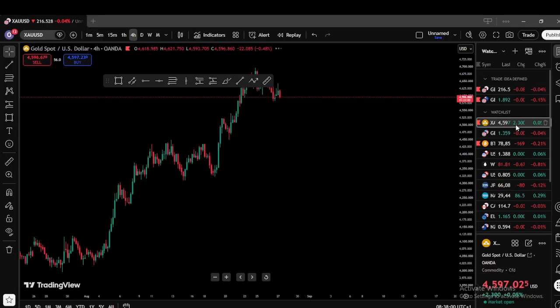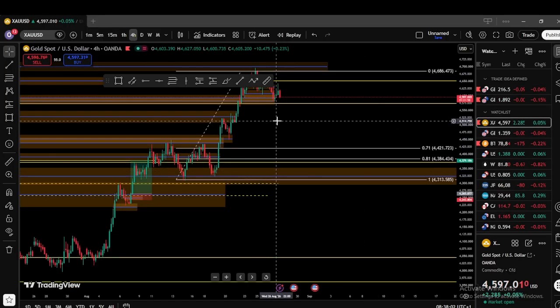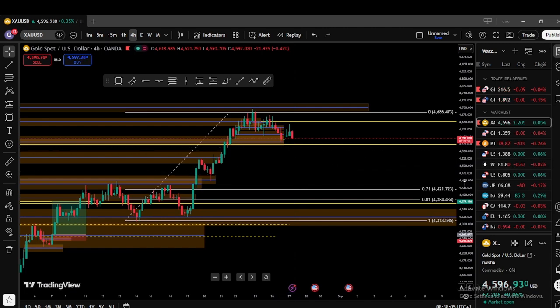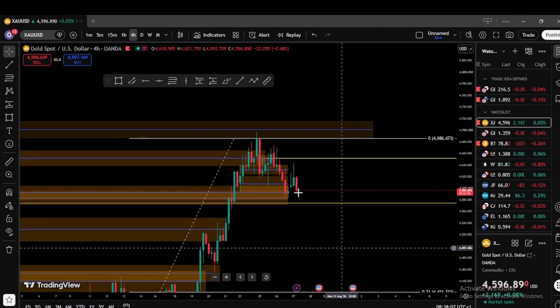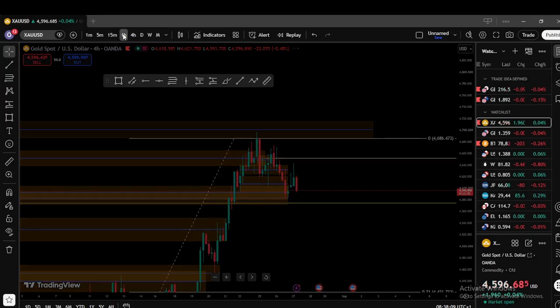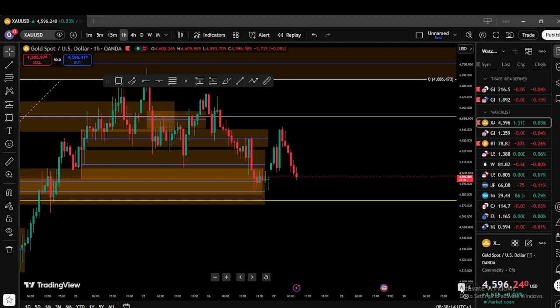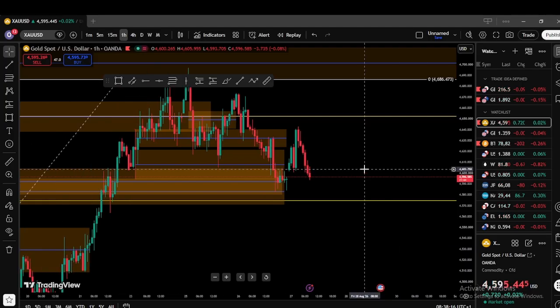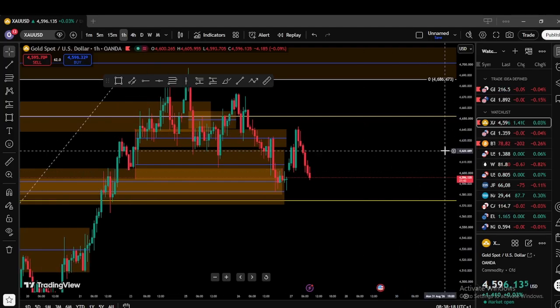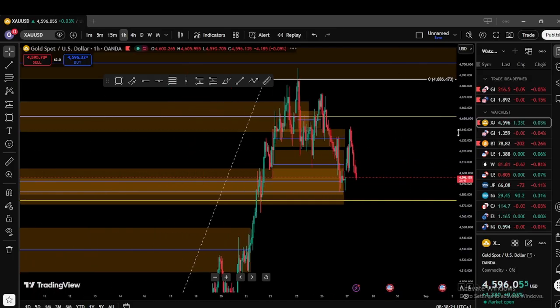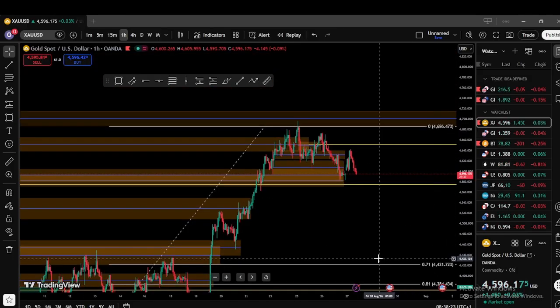Okay, so gold. I'm not saying anything good for now. I'm expecting gold to reverse actually to the 0.71, but it's going to be a long wait. I don't know. It might be immediate, but I expect it to be a long wait, basically.